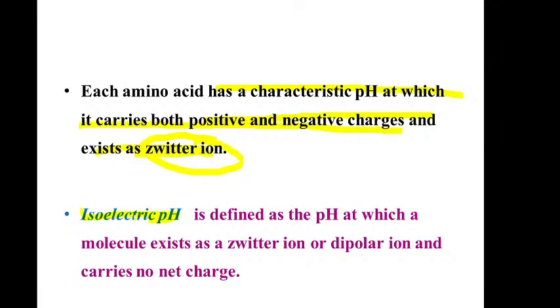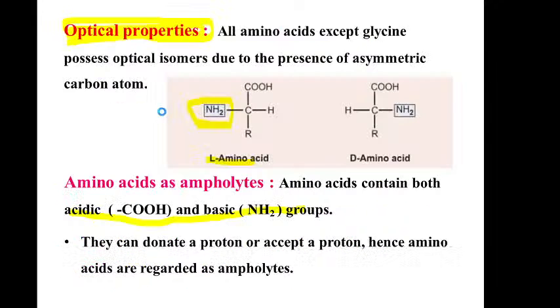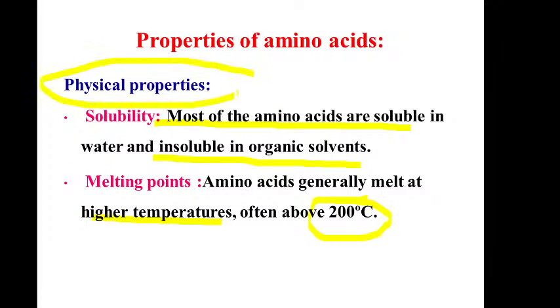Then after it we have isoelectric pH. Now what is isoelectric pH? It is defined as the pH at which a molecule exists as a Zwitter ion or dipolar ion and carries no net charge. So you have to keep in mind these terms: Zwitter ion and isoelectric pH. So there is no positive or negative charge. Now these are some physical properties of amino acids.